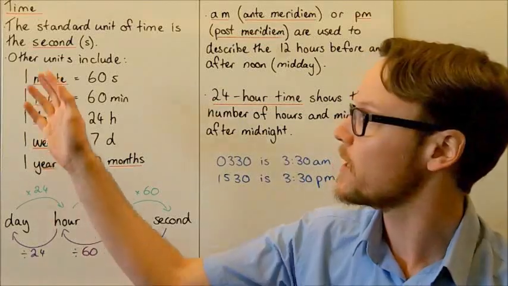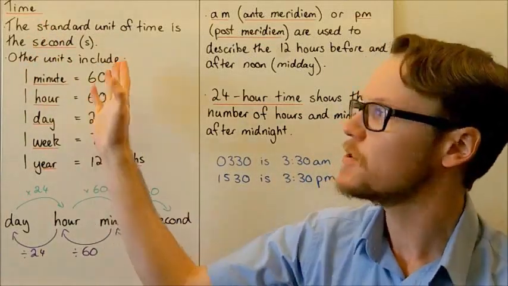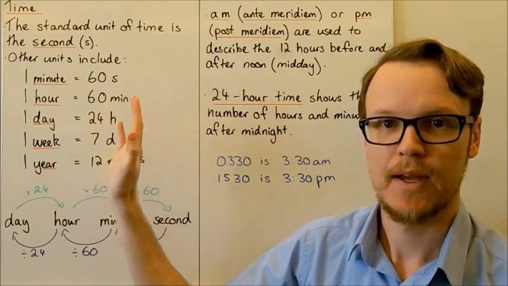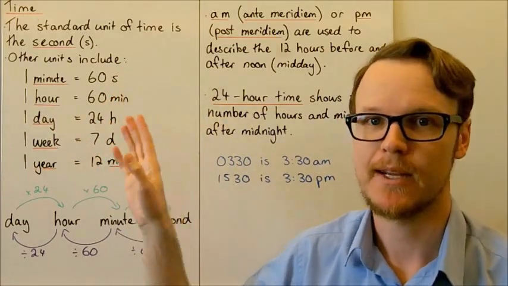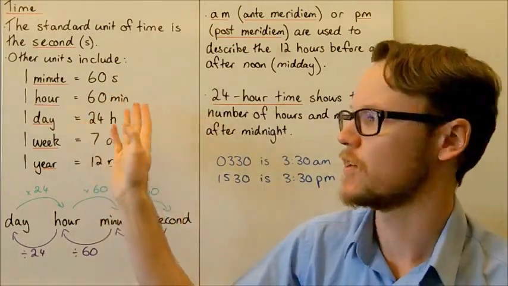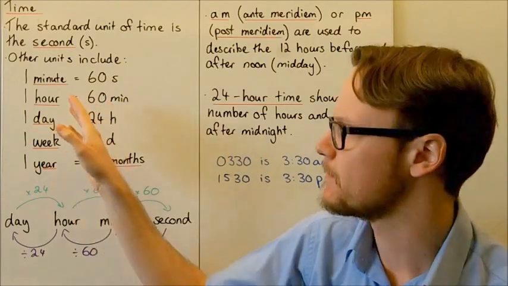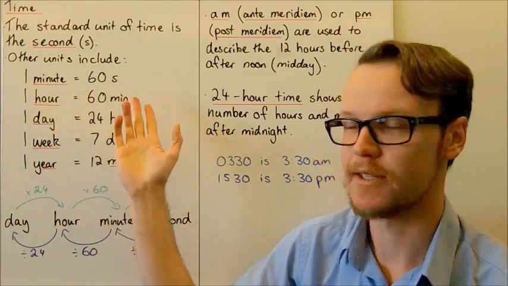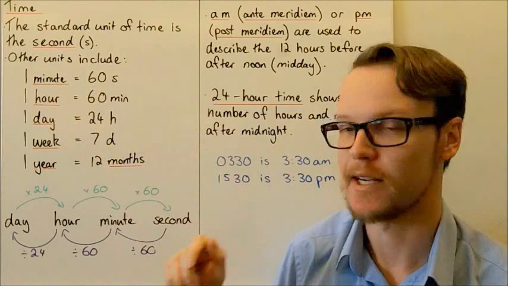Today we're going to talk about time. The standard unit of time is the second. We can convert between the second and other units using the conversions that we have here. So 1 minute is the same as 60 seconds. There are 60 seconds in a minute.